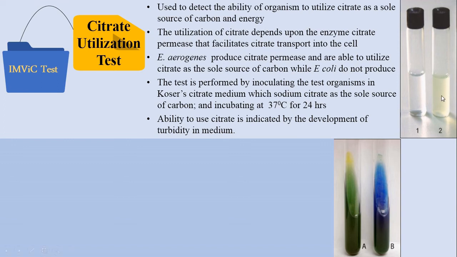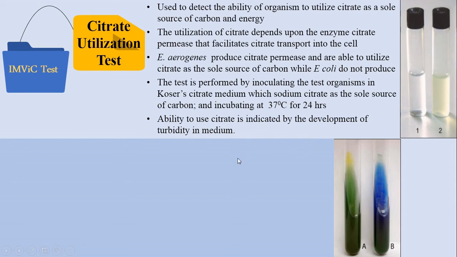So in this image, you can see the positive and negative citrate utilization test in the Koser's citrate medium. The first tube is of a negative test and the second tube is of a positive test. That means in the second tube there is the occurrence of turbidity in the medium, and that is due to the growth of the organisms.